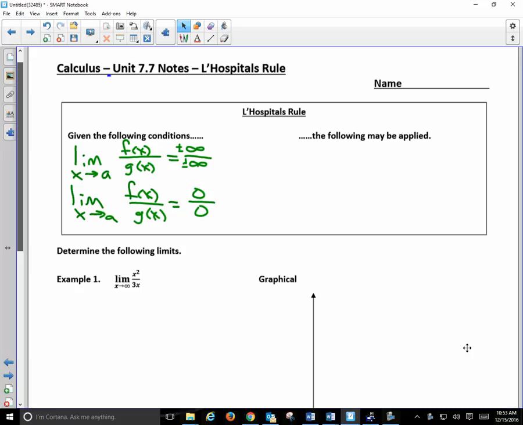All right, so here's L'Hopital's rule. If you're given the following condition, suppose that you have a limit of a function divided by another function. And as you go to find that limit, the top one goes to infinity and the bottom one goes to infinity. Or suppose the top one goes to negative infinity and the bottom one goes to negative infinity. Or suppose you get 0 divided by 0. These are what we call indeterminate forms.